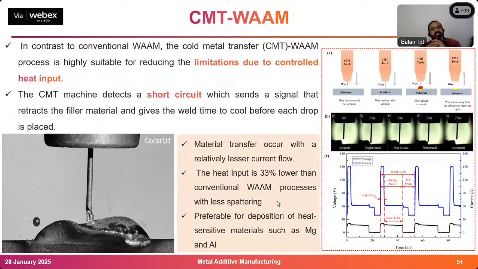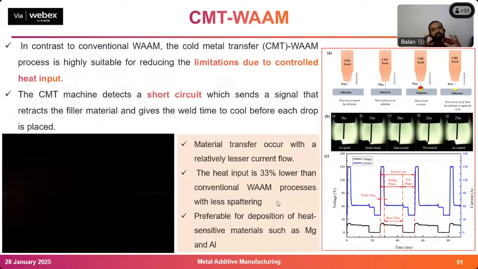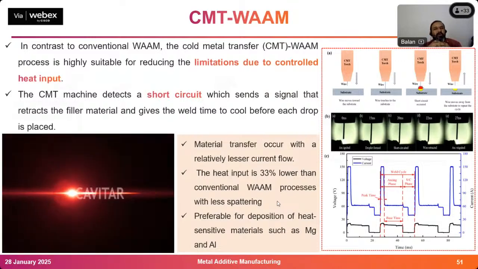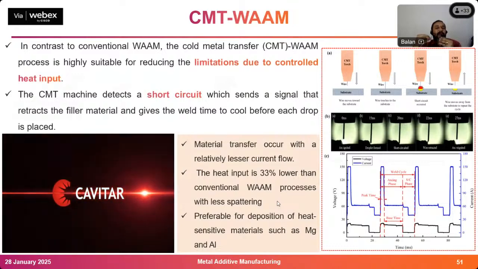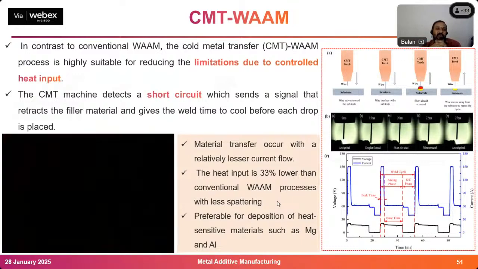Why do I need this 33 percent improvement? Because I can easily work with thermally sensitive materials like aluminium and magnesium. If we see most of the research in WAAM, they only do it with Inconel or steel, very hard materials. Aluminium and magnesium work is very less. That's why people researched and built a machine called CMT WAAM, where they reduce the heat input by 33 percent. After reducing the heat input by 33 percent, we started using materials like aluminium and magnesium. So this deposition is good.